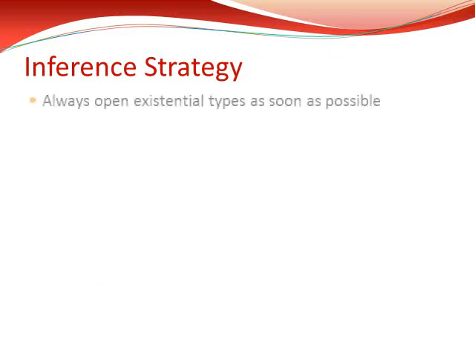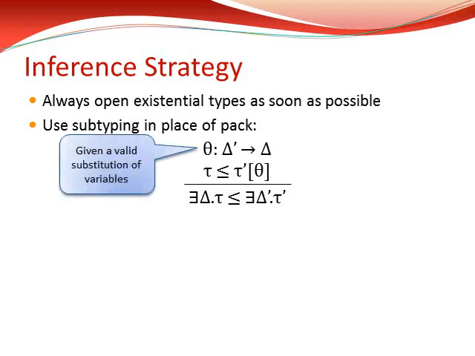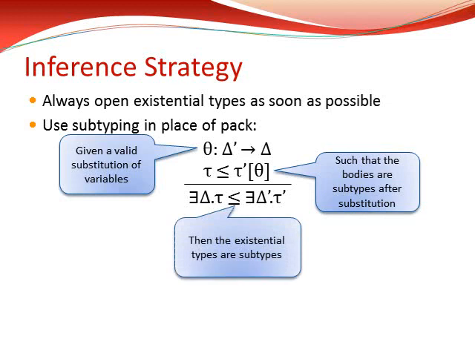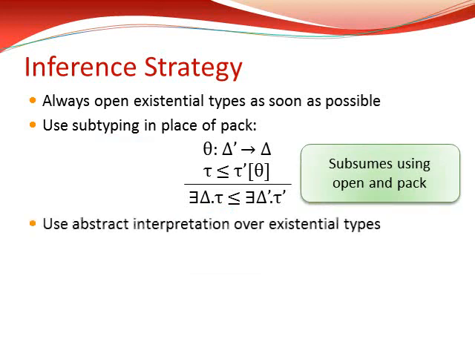Instead, we chose to use type inference. So our inference strategy was to always open existential types as soon as possible. And then instead of using pack and open operations, we used this subtyping rule here, which says that given a valid subtyping or substitution of the bound variables in the two types, such that the two bodies of the types are subtypes of each other after substitution, then the two existential types are subtypes of each other. This one rule subsumes both open and pack.